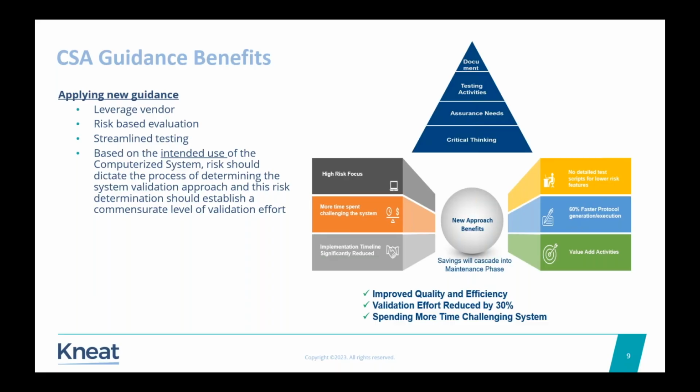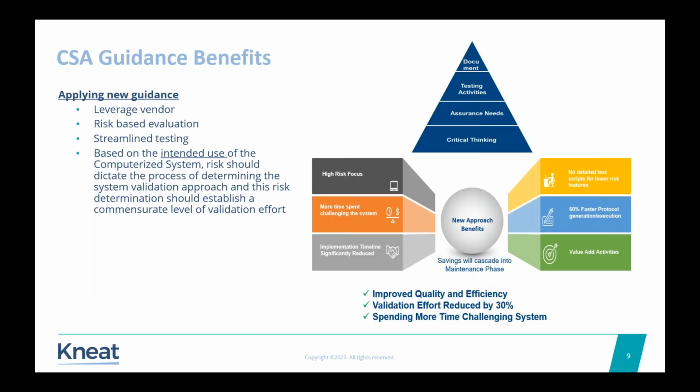And the last one then is it's based on the intended use of the computerized system. So risk should dictate the process of determining the system validation approach, and this risk determination should establish a commensurate level of validation effort. Essentially, in a nutshell, if I bring in a system, I need to define my intended use for that system, okay? Based on that, I'll have a certain level of risk associated with that system. That will drive me down a certain path in terms of what I need to do. And then it can be further broken down into the features associated with that system, and what level of effort I need to do on those particular features. Okay, so I'll go on to the next slide here, but that's essentially it in a nutshell.